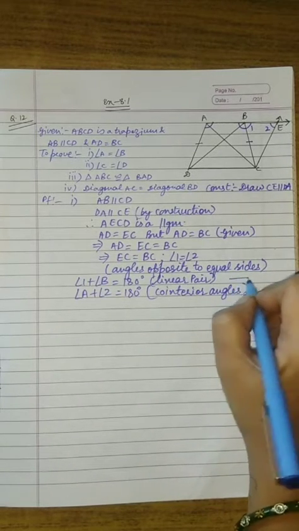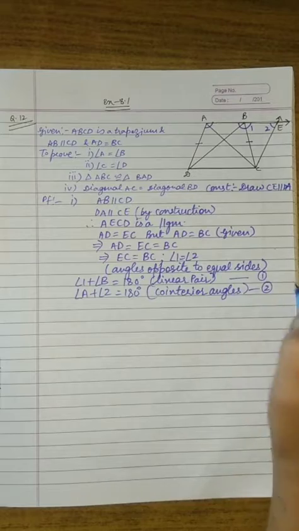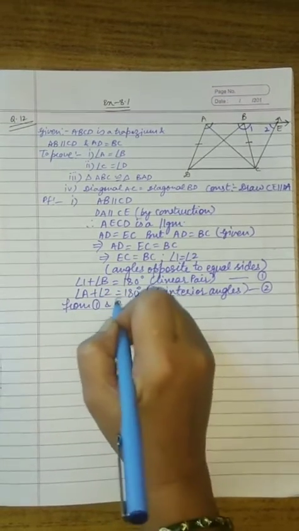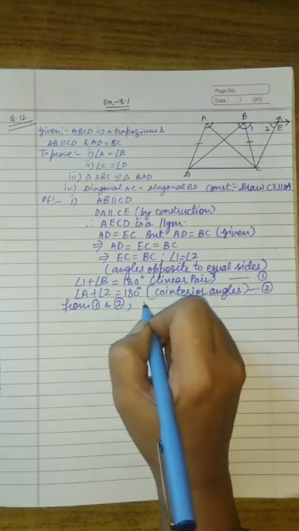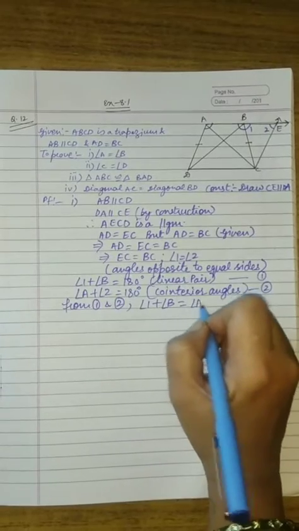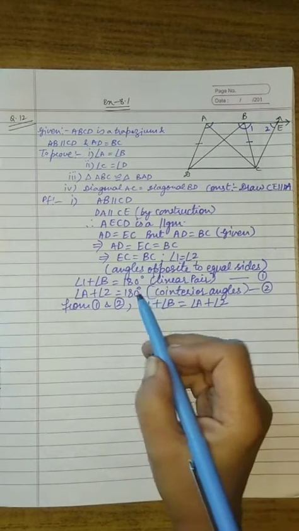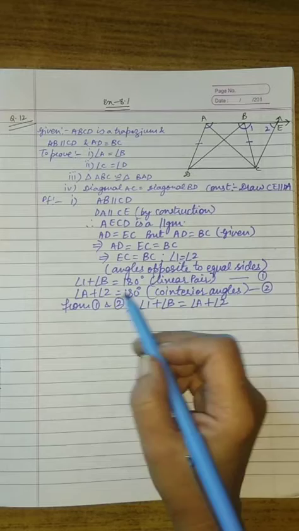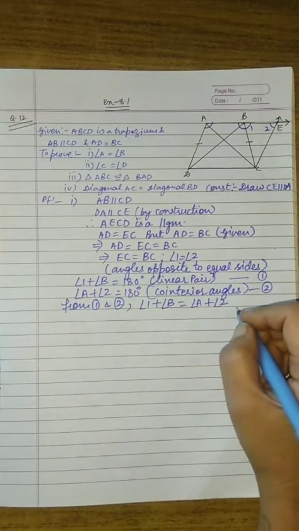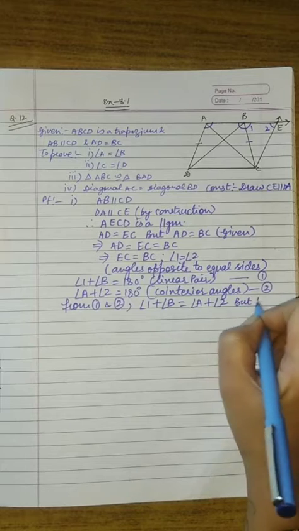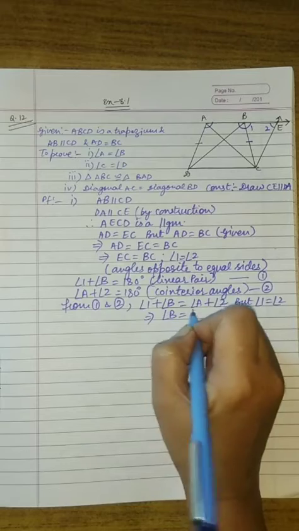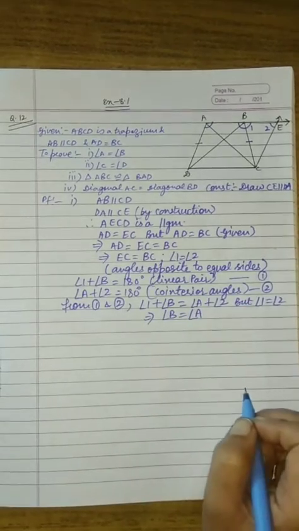Now let this equation be 1 and 2. So when we compare them from 1 and 2, we get 1 plus B is equal to A plus 2, because left and right hand side is equal, so left hand sides are also equal. Now angle 1 and angle 2 are already equal, therefore angle B is equal to angle A. So our first part is proved.